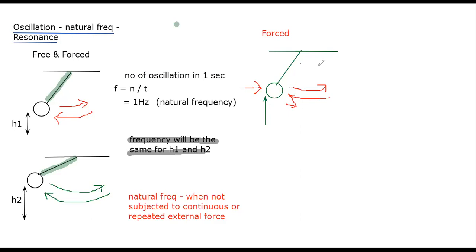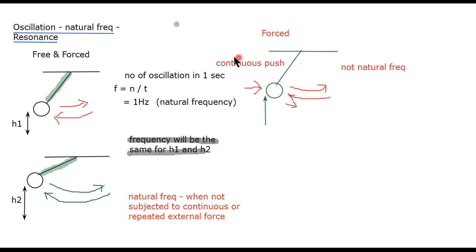Every time as it swings back, I give it a push. So I'm constantly giving it external force, a continuous push. So here I write down, continuous push. If I constantly give it a continuous push, then when you calculate the vibration frequency, it is not equal to the natural frequency anymore because you are disturbing it. It's still vibrating, but it's not vibrating at its own frequency.